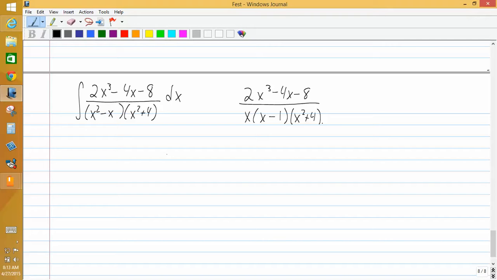Some people would just look at that and see two quadratics, and so that's the way they would try to work the problem. But that's not it. You have to factor an x out. Anything you can factor, as long as you're not doing anything illegal math-wise, you can factor it. And so that's going to equal a over x plus b over x minus 1 plus cx plus d over x squared plus 4.